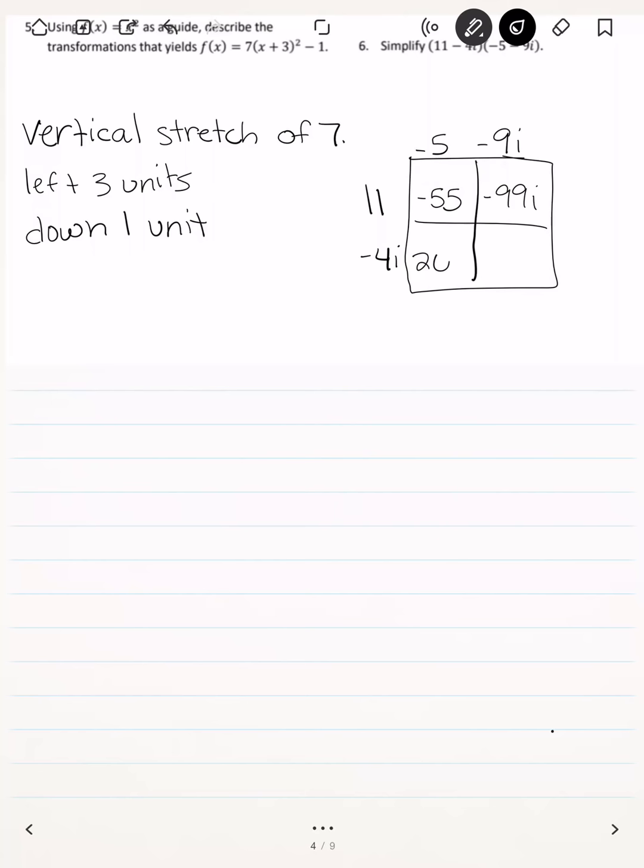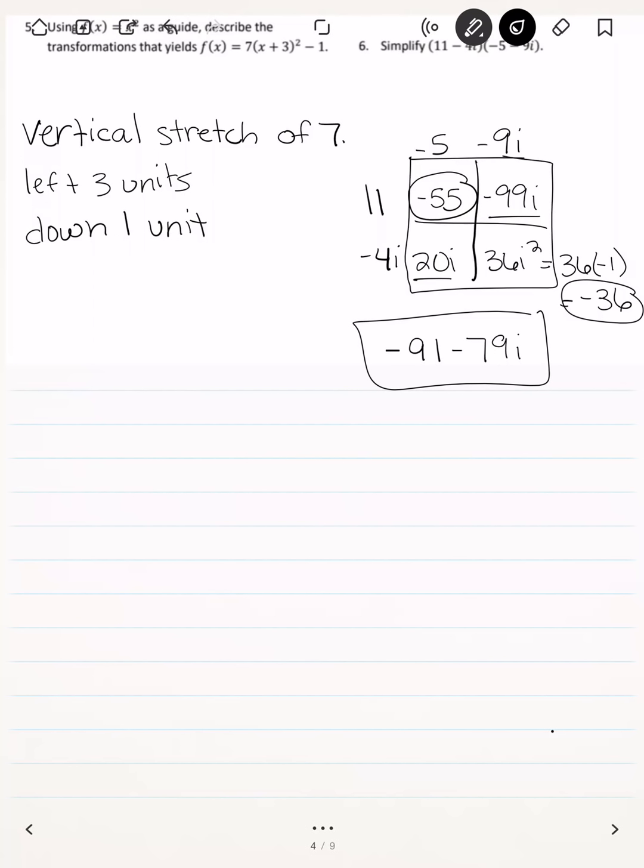I get a positive 20i and a positive 36i squared. Remember, i squared equals negative 1, so I get 36 times negative 1, which gives me a negative 36. From here, I just combine like terms. So negative 55 and a negative 36 give me a negative 91. And then 20i minus 99i gives me a negative 79i. And that is it. When it comes to simplifying, all I had to do is multiply because I did not see a plus sign or a minus sign in between the two sets of parentheses, so that means I'm multiplying.